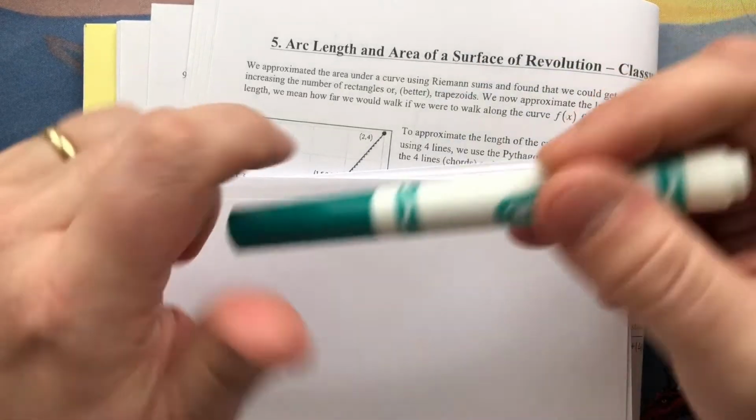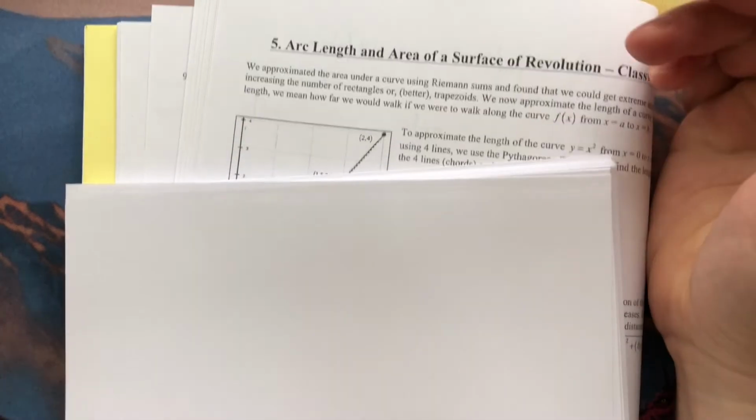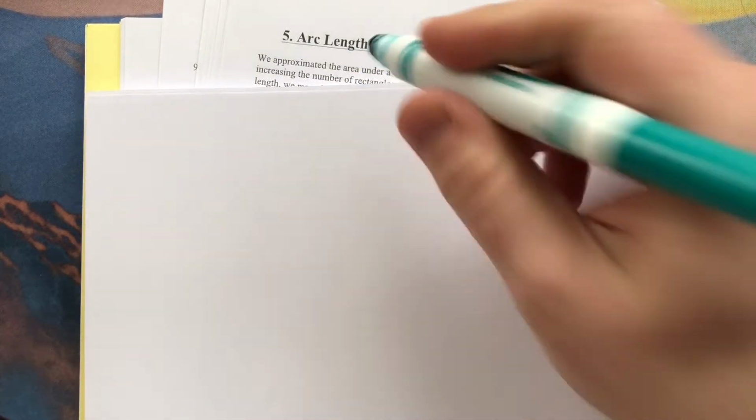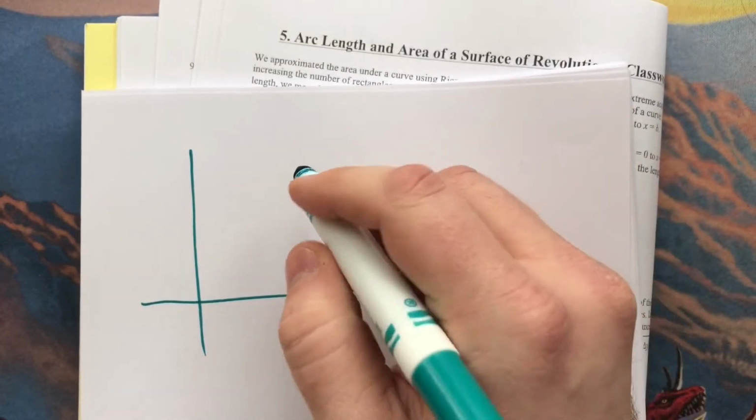Today in BC, we are going to be looking at arc length and area of a surface of revolution classwork. Cool. So let's explain what that means. Arc length. We'll talk about this one first because it's written first.